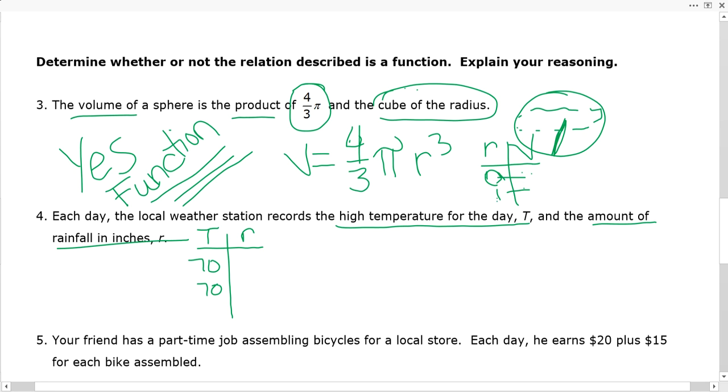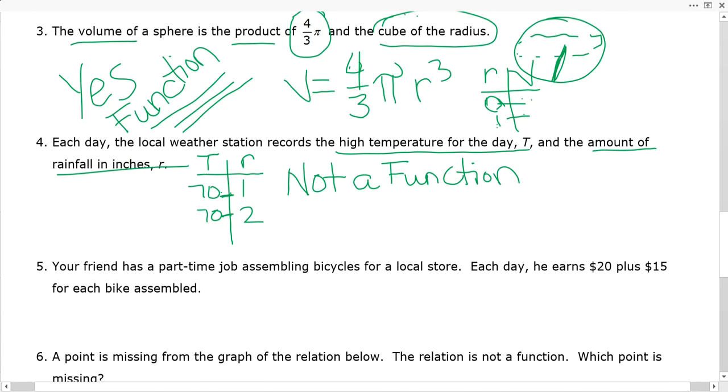could there be a different amount of rainfall? And the answer is yes. You could have 1 inch one day and 2 inches the next day. So this means it is not a function, because you can have a high temperature with different amounts of rain, so there is not a one-to-one match for temperature and rainfall. That makes it not a function.